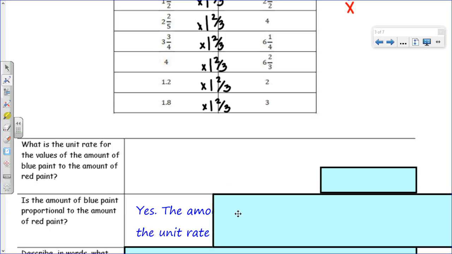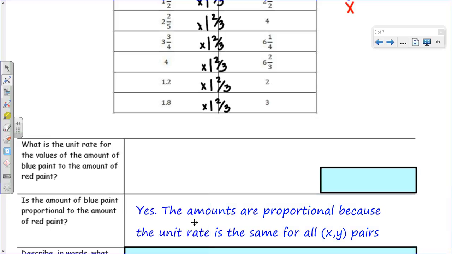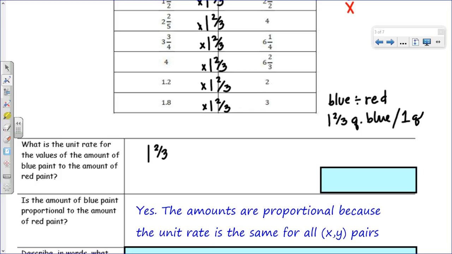So actually, I want to talk about this one here. Yes, the amounts are proportional because the unit rate is the same for all of the xy pairs. And the unit rate is 1 2/3. But is that from blue to red, or red to blue? We did blue divided by red to get 1 2/3. So it means I need 1 2/3 quarts of blue per 1 quart of red.